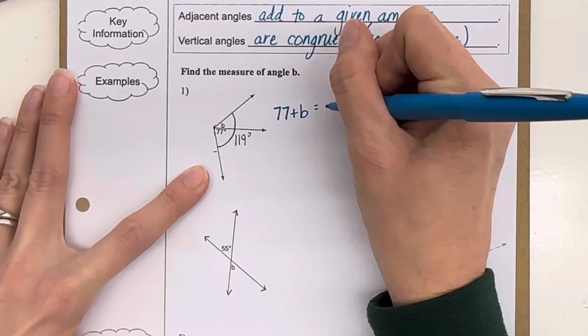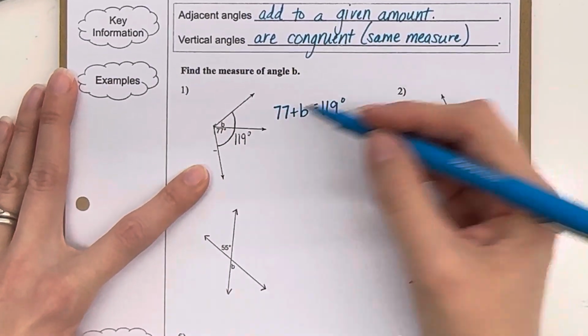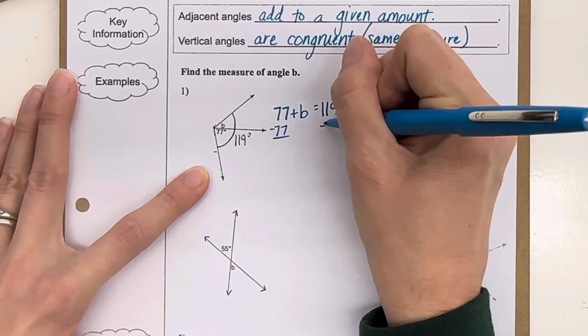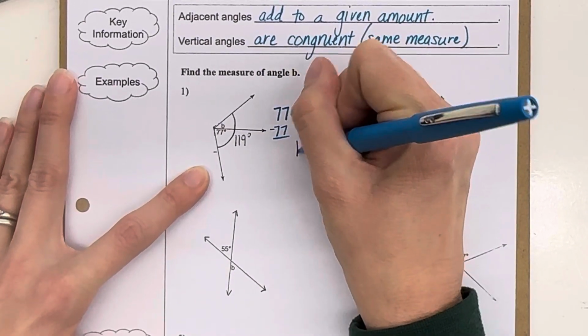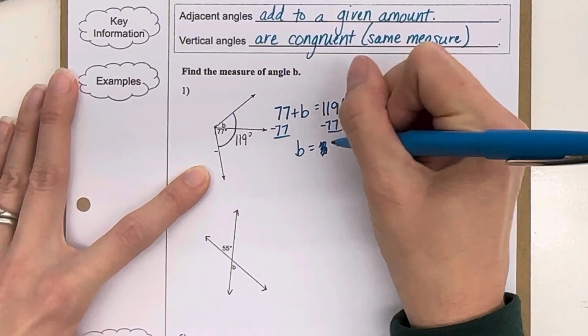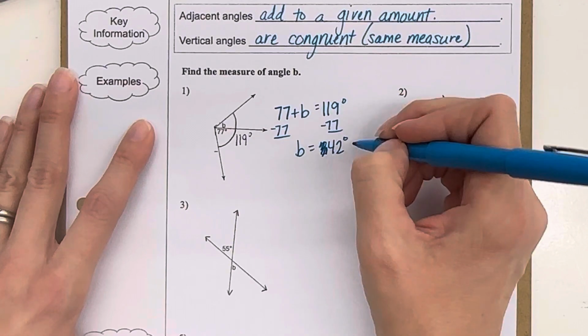So that's what's different about adjacent. It doesn't add to 90. It doesn't add to 180. It adds to a given amount. Okay, so here we go. And now we're going to solve our equation. 42 degrees, friends.